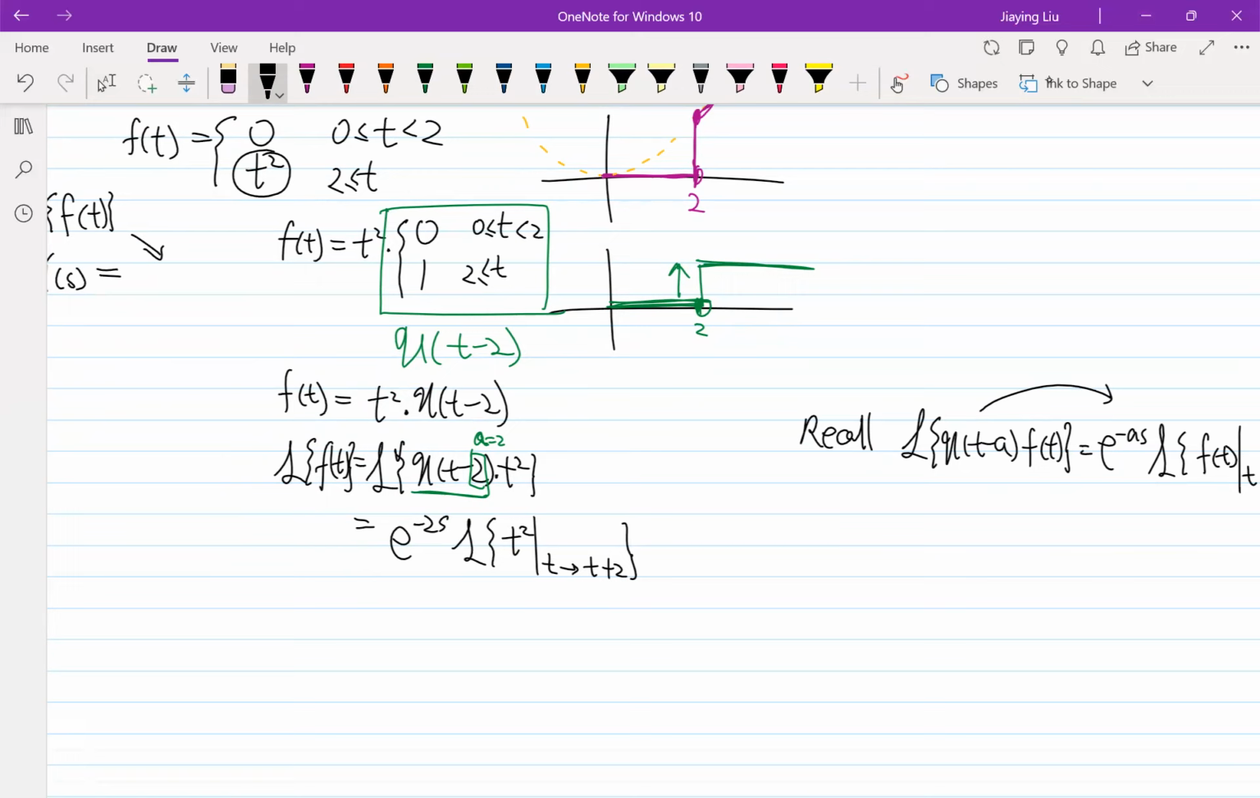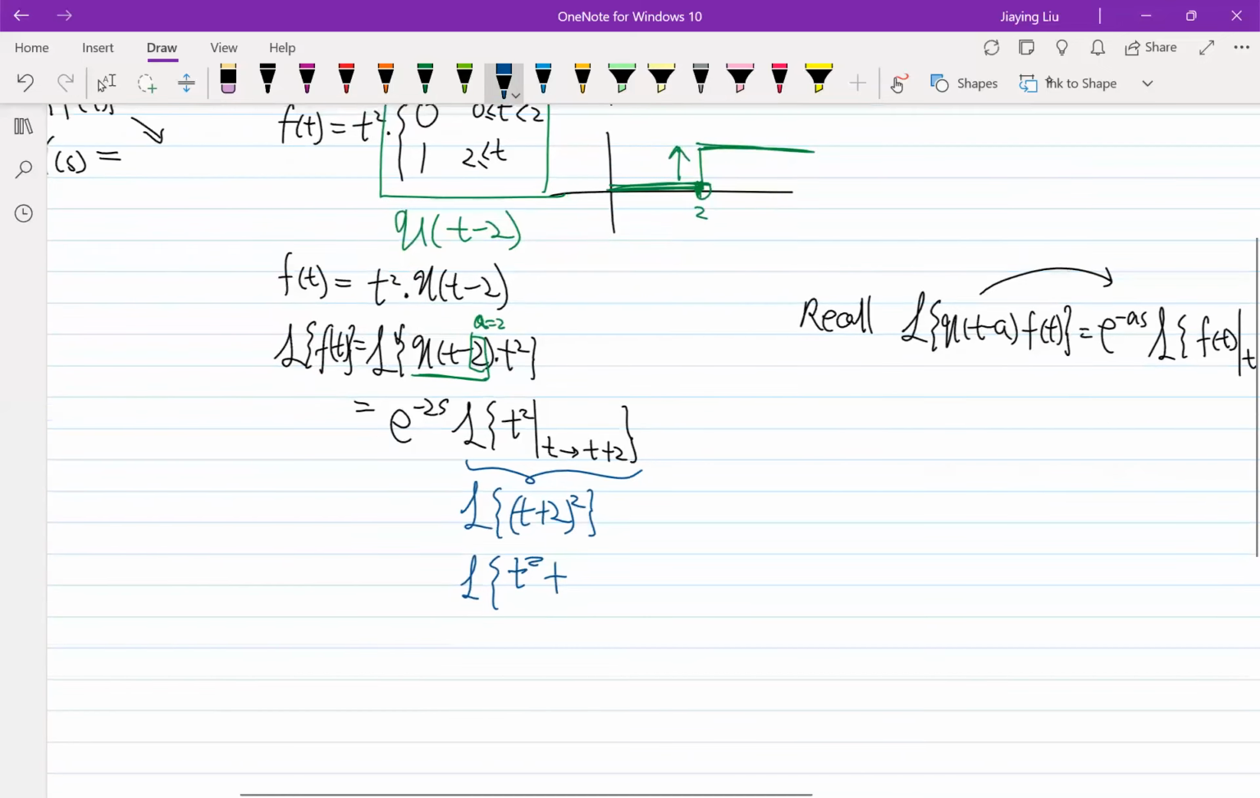So I'm going to be a bit lazy and only focus on this part. That becomes the Laplace transform of t plus 2 squared. And if we want to find the Laplace transform, we need to expand it. So that's going to be t squared plus 4t plus 4. And then don't forget, I still had this e to the negative 2s in front. So now I can find the Laplace transform of the 3 terms, and in front of it, I have e to the negative 2s.